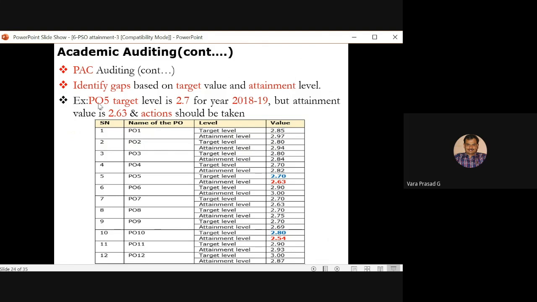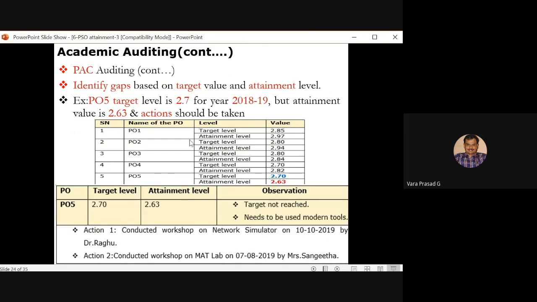For example, take 2018-19. You have kept the target level at 2.7, and the attainment level is 2.63. In the sense, you have not reached the target level. Then what do you have to do? Action needs to be taken. What action needs to be taken?